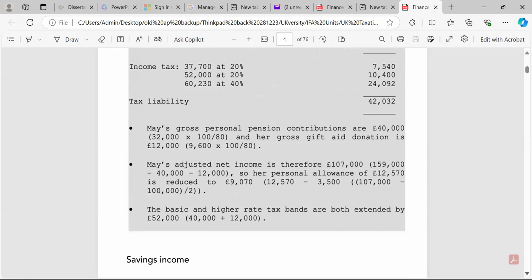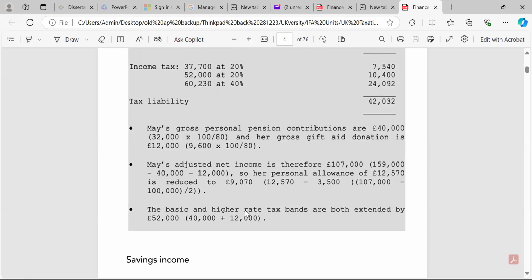Adjusted net income is therefore 107, because 159 minus 40 minus 12. So personal allowance, we have to look around, because 12,570 can be reduced, because we have to look around 107, which is 7,000 more. So you have to look around half of 7,000, which is 3,500 off our personal allowance.